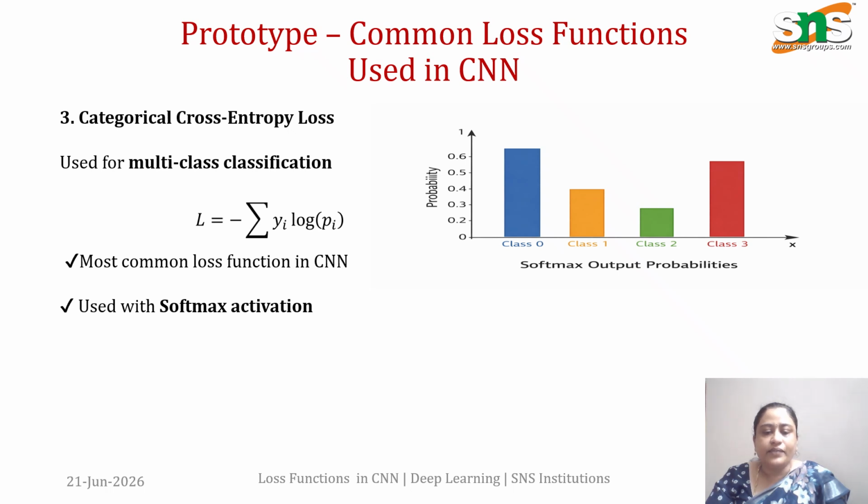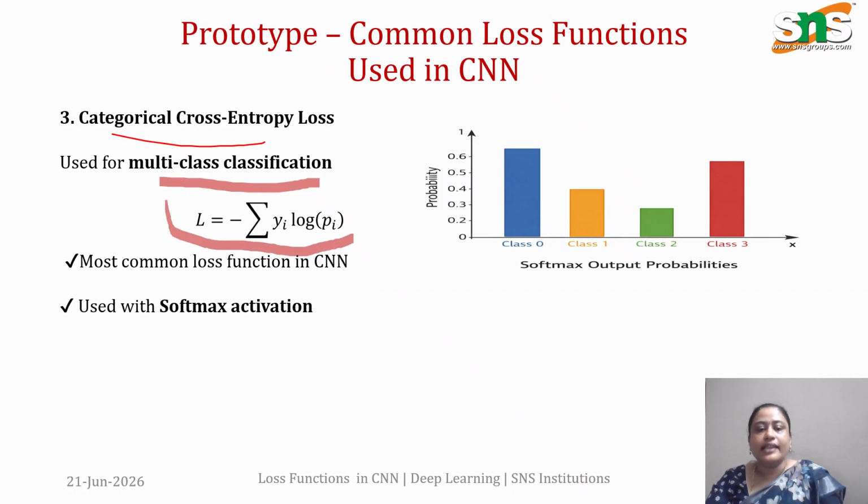The next thing we are going to see is categorical cross entropy. As I told you, categorical cross entropy is used for multi-class classification. Out of several possibilities, it predicts the correct output. The formula for the categorical loss is L equals minus sigma yi into log pi. This categorical cross entropy loss is the most commonly used loss function in CNN. It is used with softmax activation.